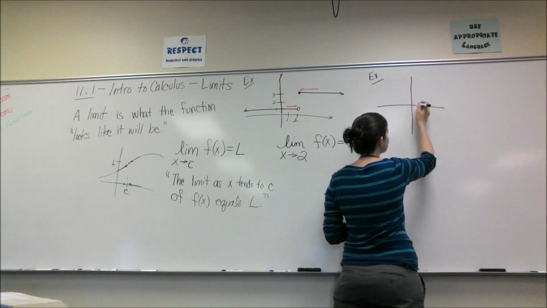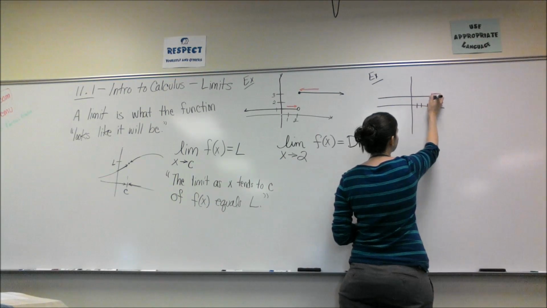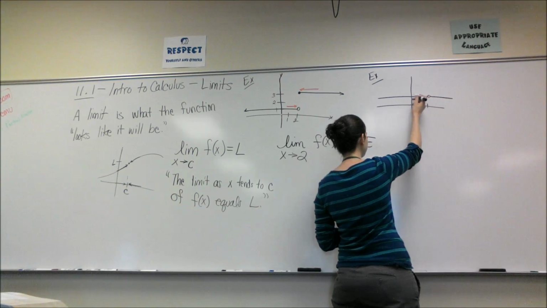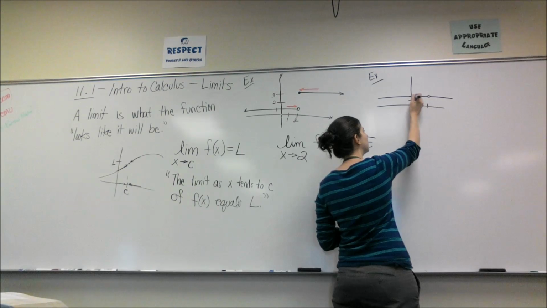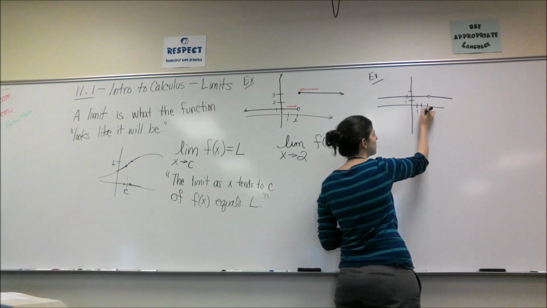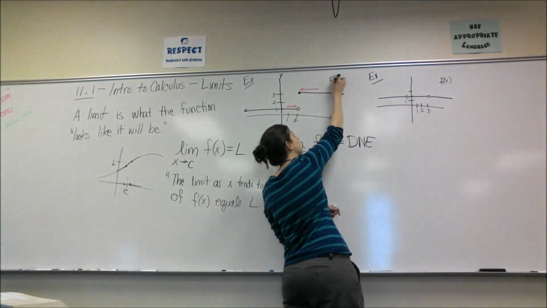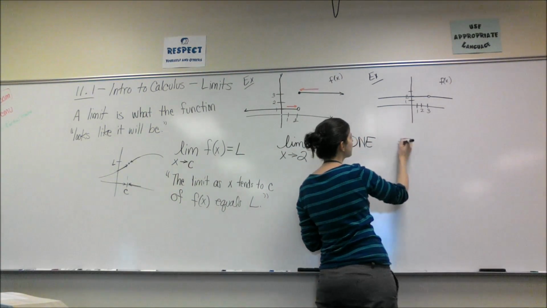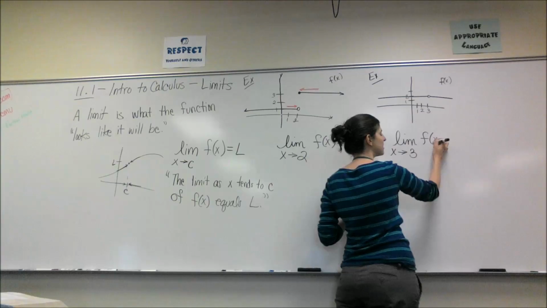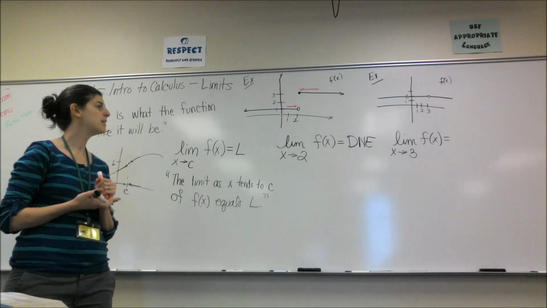Let's do some more straight lines. That's an open circle, in case you're wondering. And let's say that that's the y value of 1, which makes that the y value of 2. And this is 1, 2, and 3. This is the graph of f of x. So let's say that I want to use this graph to evaluate the limit as x approaches 3 of f of x. What does the limit as x approaches 3 of f of x equal?